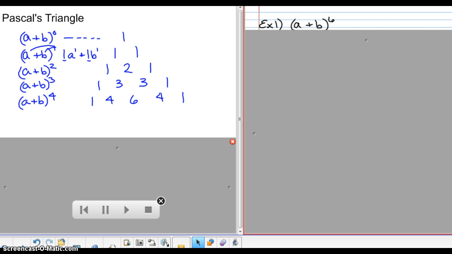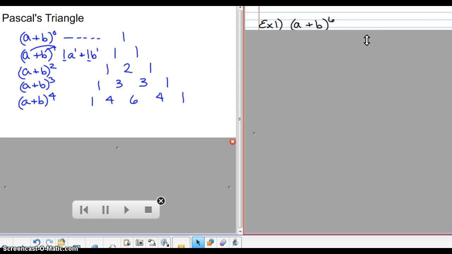Notice Pascal's triangle on the left. Our example on the right is a plus b to the 6th power. Notice that on the left I have a 0 row, a 1, a 2, 3, and a 4. We're looking for a 6th, so we're going to have to extend this pattern 2 more rows. So on the right side I've done that.